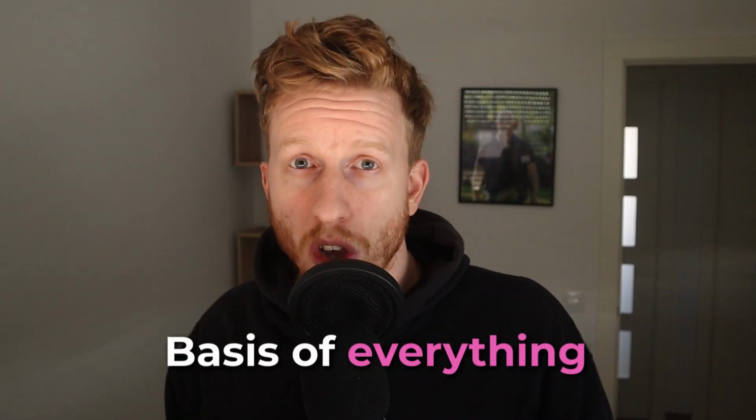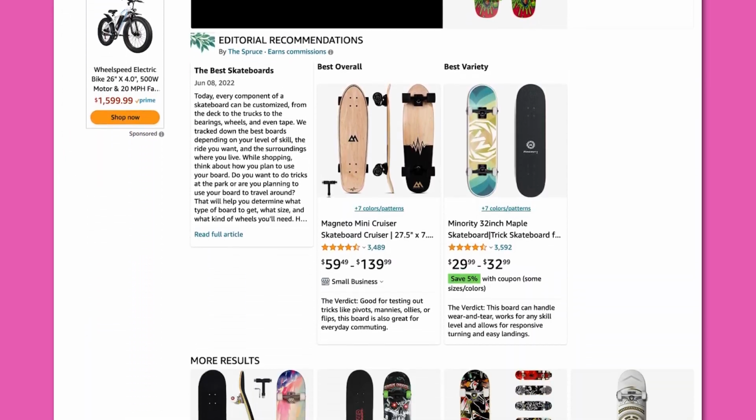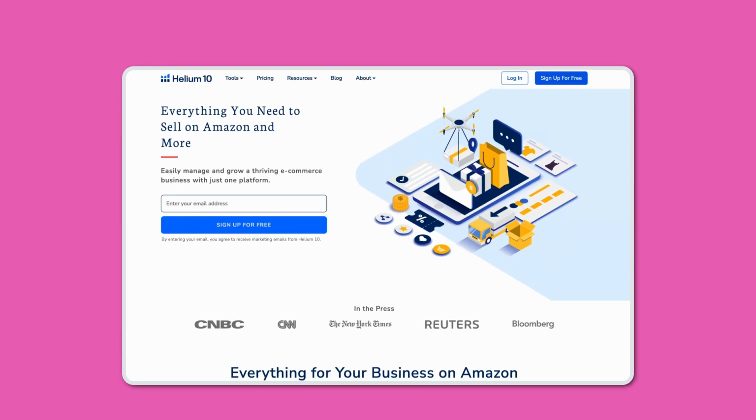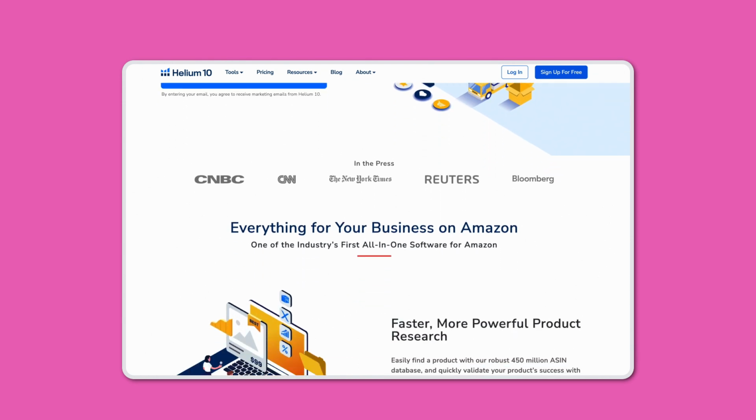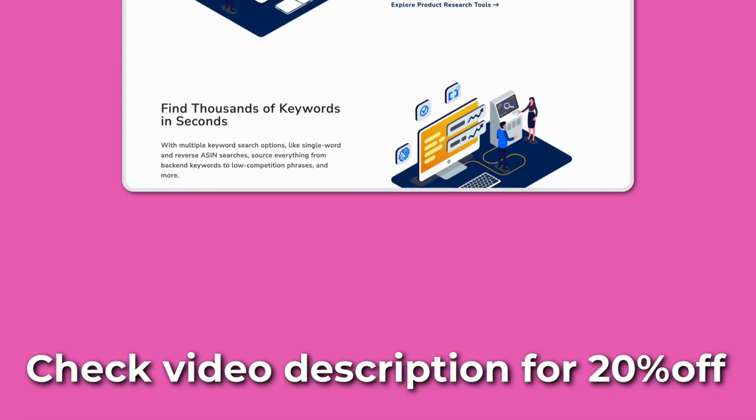Step 1. Verify demand. So this is the basis of everything, and it's a common mistake that people still make. So they don't verify that a product or a niche has got enough demand. The easiest way to do this is with a tool called Helium 10, and this is where you can look at a niche and you can see the sales of all of the top sellers, and you can also see the keyword search volumes for all of the top keywords.